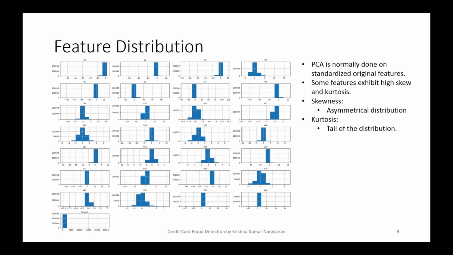Let's go to the data exploration. In data exploration, first we look at the so-called feature distribution of the individual PCA components. Since the features are already principal components, they had been standardized from their original format. This can be seen in the feature distribution, where most of the features have zero or close to zero mean. Nevertheless, some of the features exhibit high skew and kurtosis. Skewness here is the asymmetry of the distribution of the individual features, and kurtosis is the tail of the distribution, how long or how short the tail is.